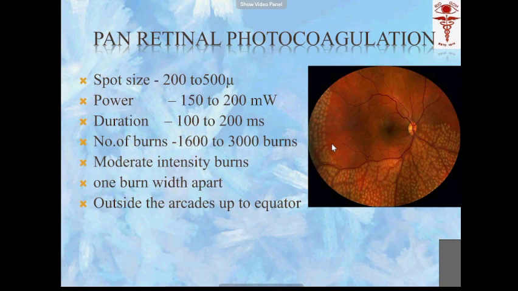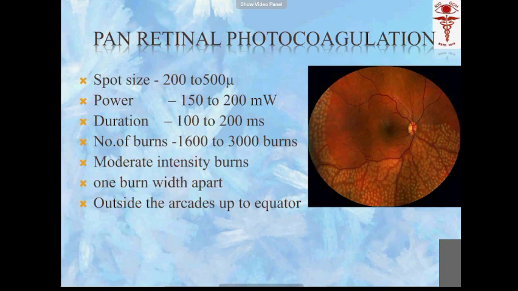There the spot size and the energy will be very less because we should not damage anything in the posterior pole. Here you are giving so much laser to burn that retina, to make the hypoxic retina anoxic. If it's hypoxic only, it will need more oxygen and will produce more new vessels and more bleeding. If you make it anoxic, then it will not need any oxygen. So all the blood from the posterior mid periphery will be diverted to the posterior pole, where the most important structures are present. That will be useful for the patient.